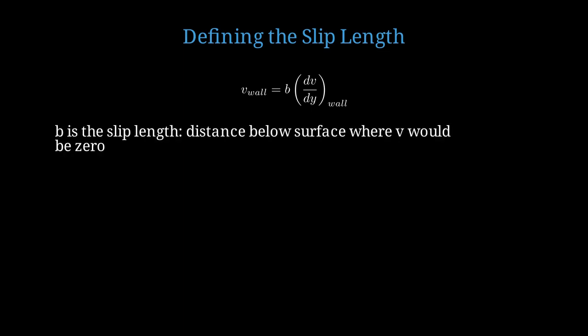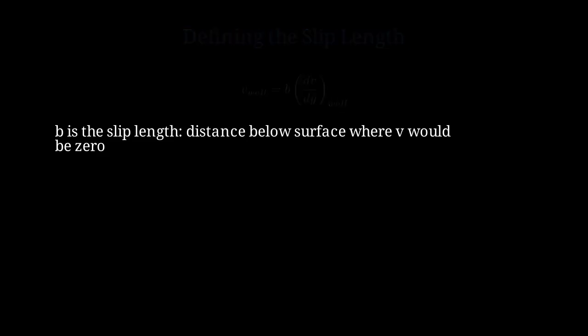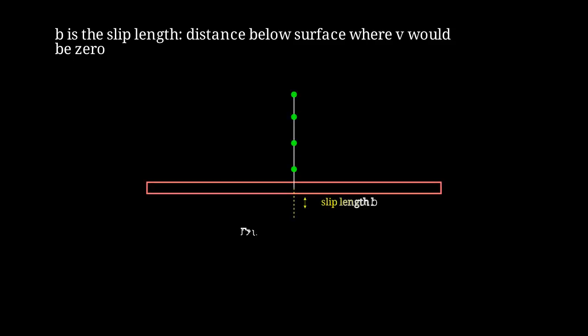To quantify this apparent slip, we introduce a parameter called the slip length. The velocity at the wall equals a constant b times the velocity gradient at the wall. This constant b is called the slip length. The slip length b represents the distance below the surface where the velocity would extrapolate to zero if we extended the velocity profile into the solid. Here you can see the slip length graphically. If we extrapolate the velocity profile downward into the solid, the slip length is how far below the surface we would need to go to reach zero velocity.